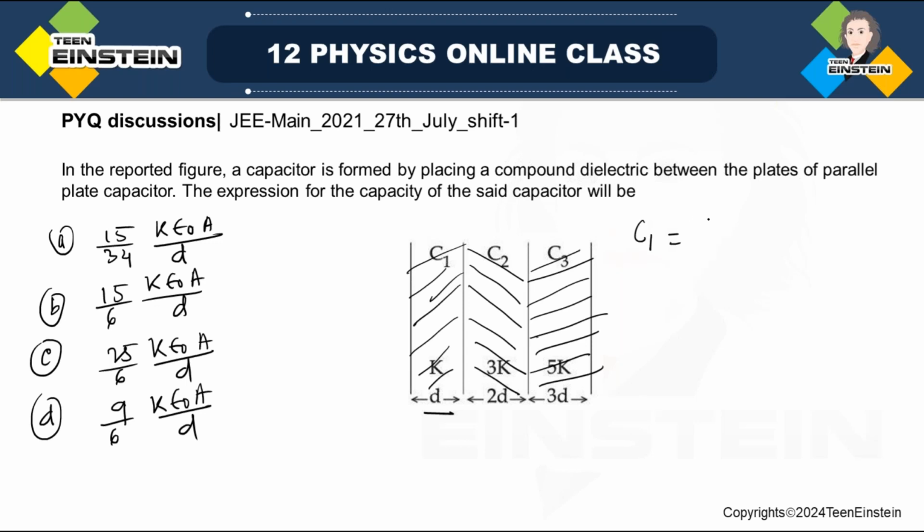C1 I can directly write as K epsilon naught A. See, all of them have got the same area. Okay, you can see that the area of the plates is the same. Divided by thickness, which is different, divided by D. What is C2? C2 has got a value of capacitance. This is 3K, so I'll write 3K epsilon naught A, area is the same, but the separation is not the same, 2D.